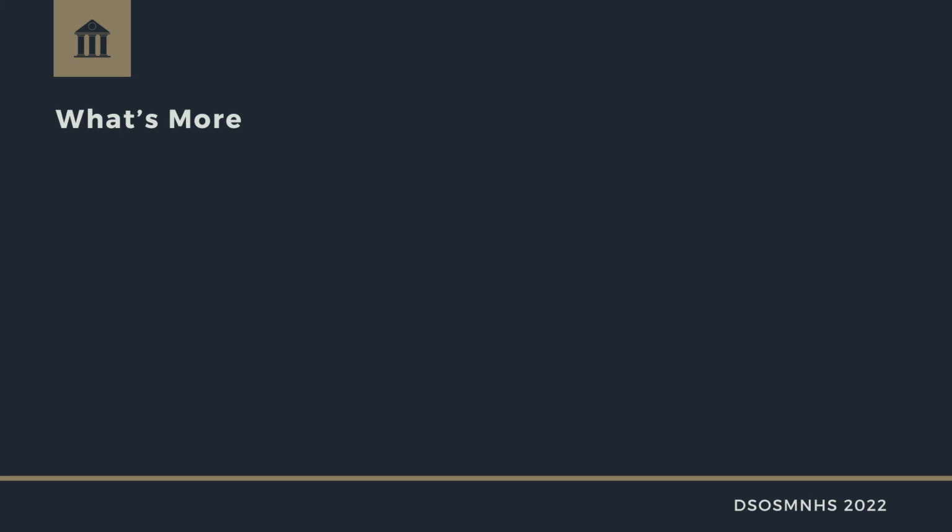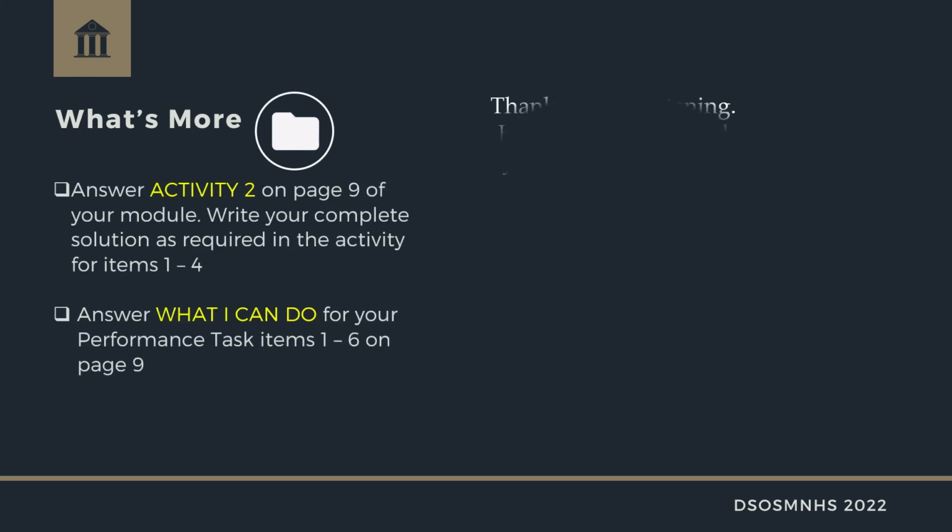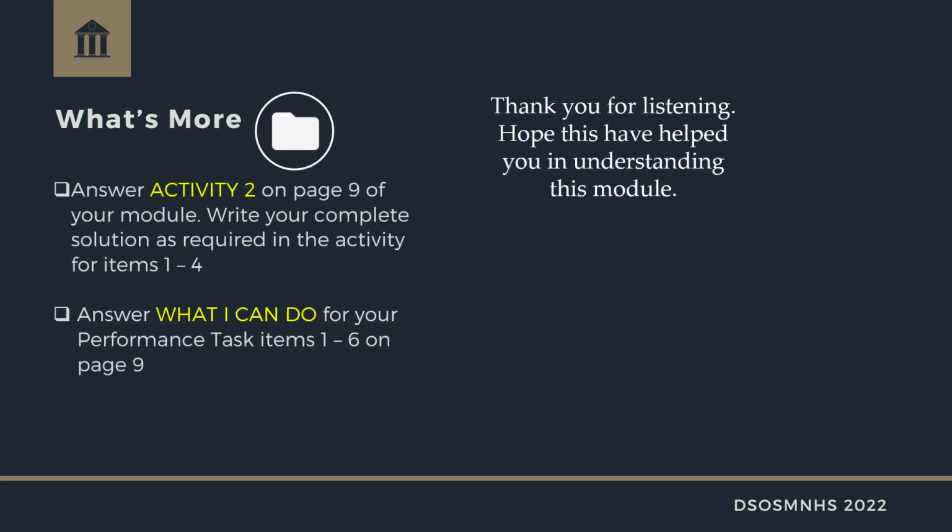If you were able to understand the explanation of the given examples, I guess you're ready to answer the second activity for this module, What's More, found on page 9. So answer activity number 2 on page 9 of your module. Write your complete solution as required in the activity for items 1 to 4, same as the solutions shown in the given examples. Then the last to answer is the performance task found in What I Can Do, also on page 9 of module 1 to 6.